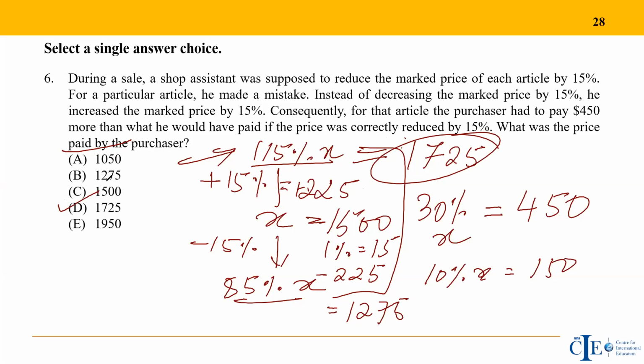Okay, now observe how carefully they make the options. So you have a value of 1500, which is the original price. So someone who will take x and solve for x will get x equal to 1500. He might mark that without reading what is asked.